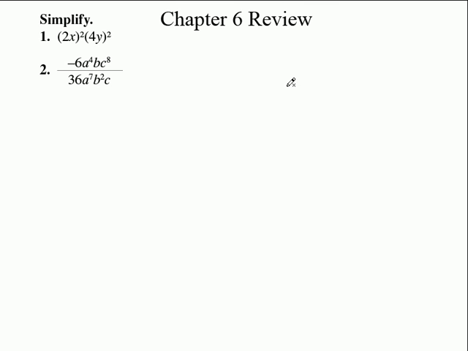Alright, here we are, chapter 6. Let's start right at the beginning. Let's take a look at number 1. It's 2x in parentheses squared, so we're going to square everything in there. So I'm just going to write it down here. So we square everything in here.